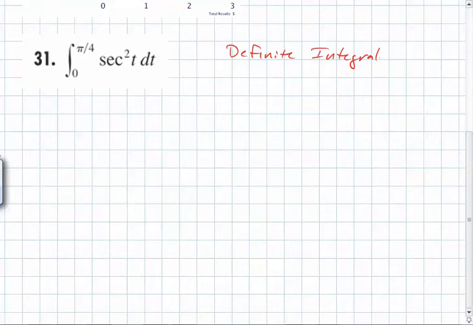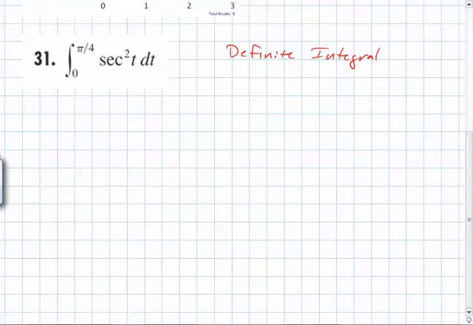Okay, so if you're going to do this, you need to find the antiderivative, or you just need to know what the antiderivative of secant squared is. What's another way of saying what is the integral of secant squared? What function has a derivative that is secant squared? Think of it as Jeopardy. It's go the opposite direction. What function has a derivative that is secant squared?